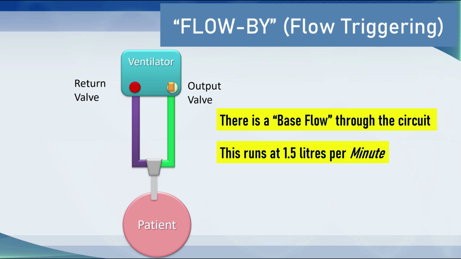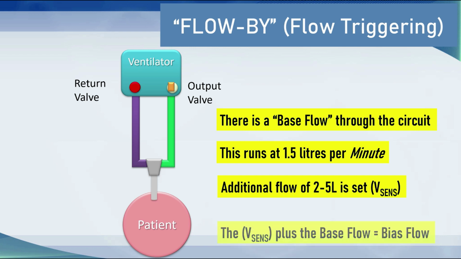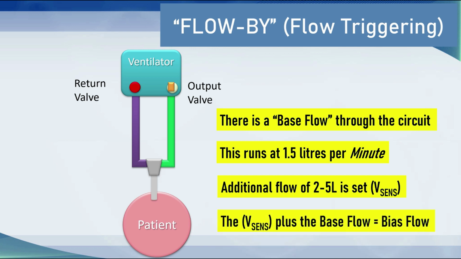Now, you can add more flow to this as part of the triggering mechanism. And that flow may be 2 to 5 litres above the base flow. And that's known as the Vsens. And the Vsens plus the base flow is known as the bias flow. This is done differently in other ventilators. Some ventilators only have the 2 litres or 3 litres of bias flow and nothing else without the base flow. Or sometimes there's just a base flow and nothing else.